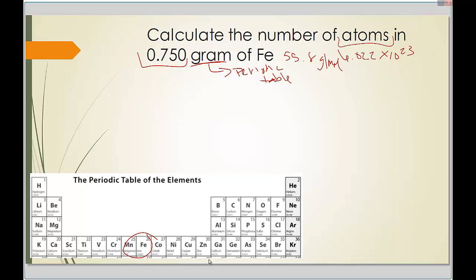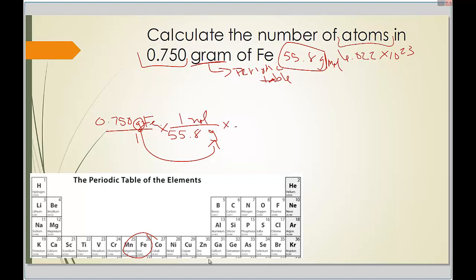So 0.750 grams of iron over 1. I have grams on the bottom, so I want to put grams on top, so I put grams on the bottom of the next one. 55.8 goes with grams, and that's 1 mole. I have moles on the top. A lot of times I'll cross out what I've already used so I don't use it twice. Moles on the top, so I put moles on the bottom.